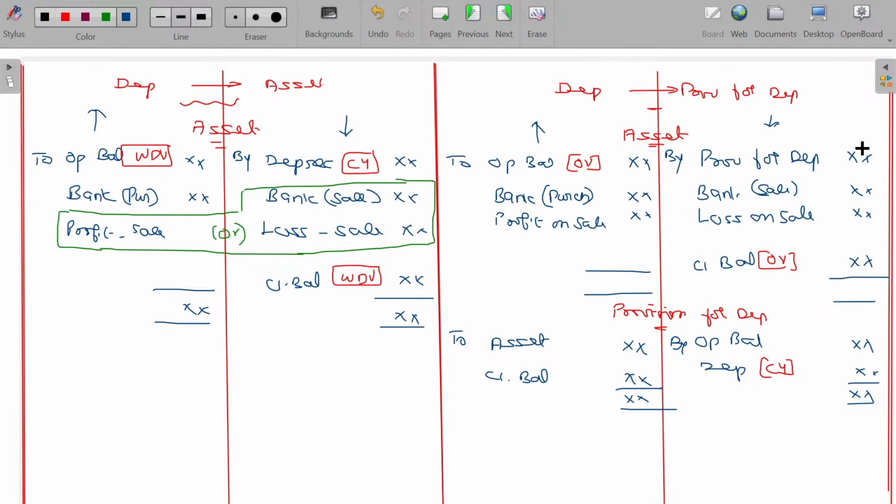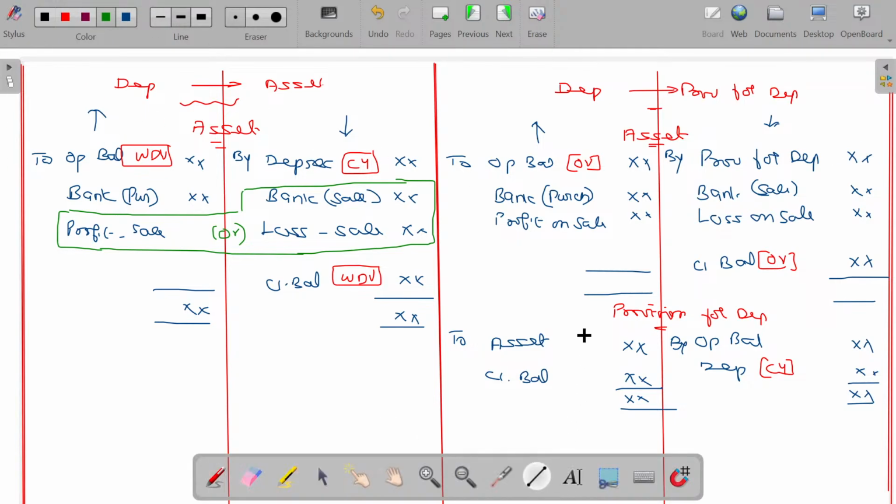What is called provision for depreciation? Provision for depreciation is nothing but the value of accumulated depreciation on the sold asset. No more required, it is transferred. Is that clear? This is nothing but what?